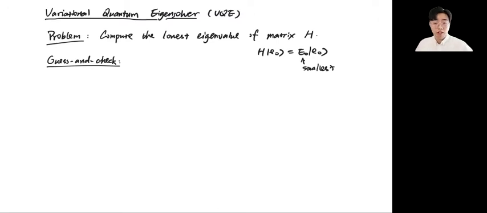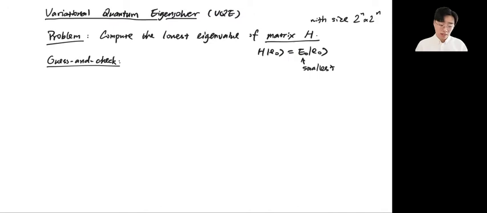H times the eigenvector E0 is equal to the eigenvalue E0 times the eigenvector. Now, the first question we want to ask ourselves is, why do we need a quantum computer to solve that? Well, it's because I'm going to make this problem harder by making this matrix H very, very large. For example, with size 2^n times 2^n. Then the cost of finding the lowest eigenvalue with a classical algorithm will also be exponential in n.